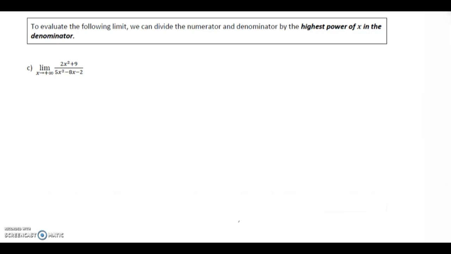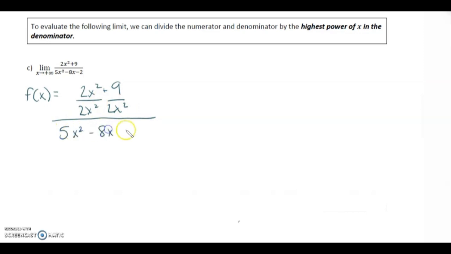Okay, to evaluate the following limit, we can divide the numerator and denominator by the highest power of x in the denominator. So I'm going to say that we're going to start with f at x equals, we have 2x squared plus 9. So let's go ahead and divide each by x squared. And we have in the denominator 5x squared minus 8x minus 2, and we're going to divide each of these by 5x squared.